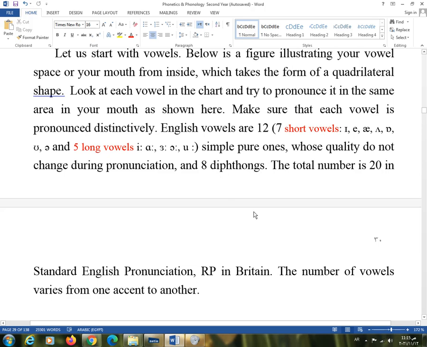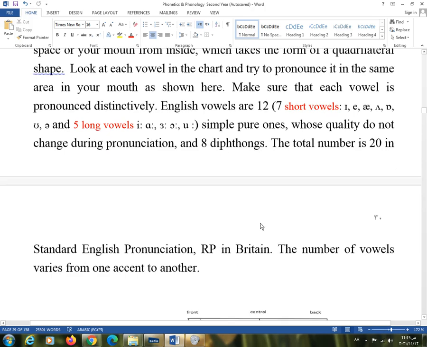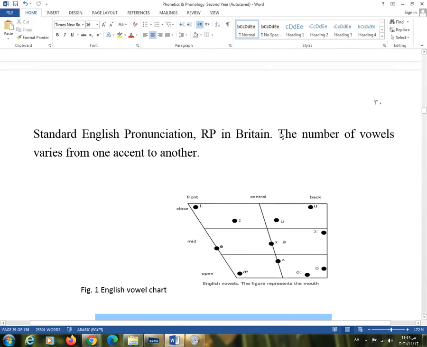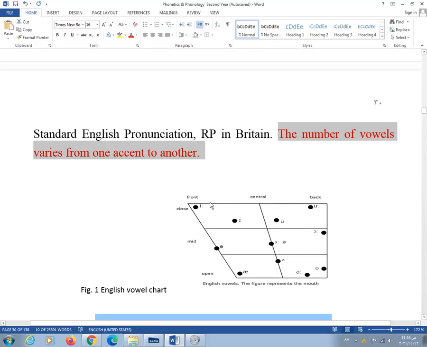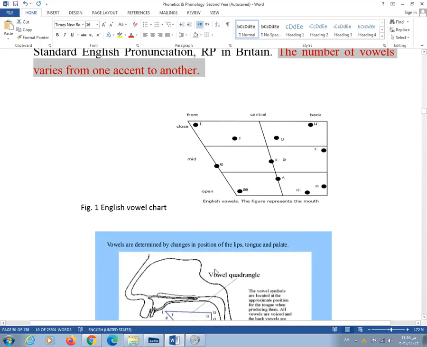And by the way, we have to know that the number of vowels varies from one accent to another. For example, in British English, especially in standard English pronunciation RP, the number of vowels is 20, and in American English the number varies, about 15. Okay, let's go on.